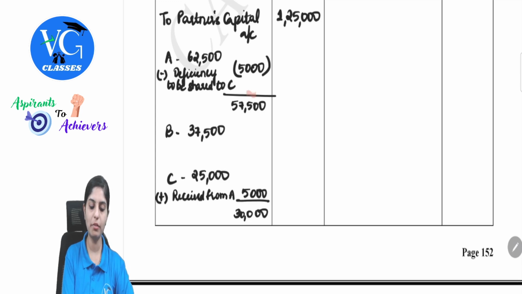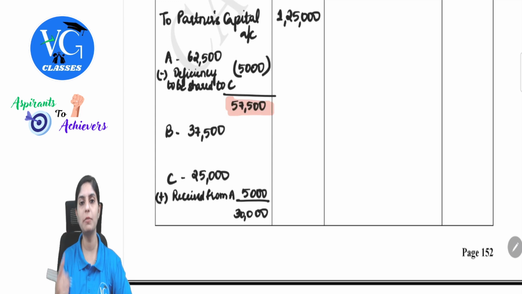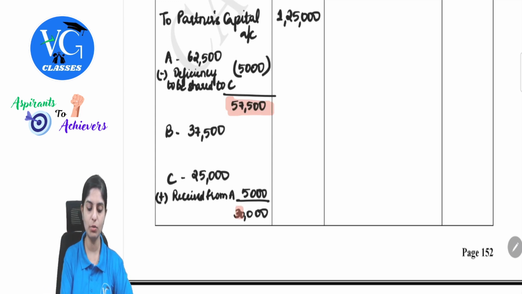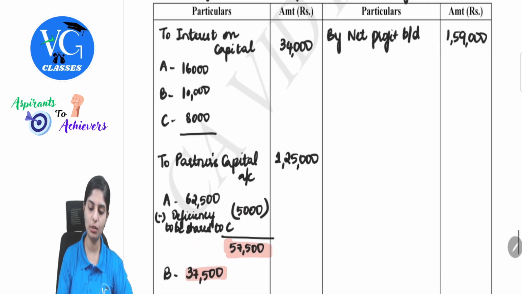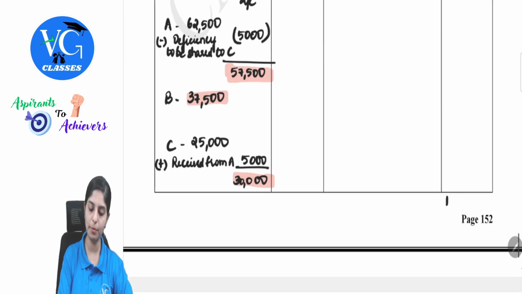So the actual amount that will be transferred to partners' capital will be 57,500 for A, 37,500 for B and 30,000 for C. This is how the guarantee will be disclosed. So the total of P&L appropriation will be 1,59,000.